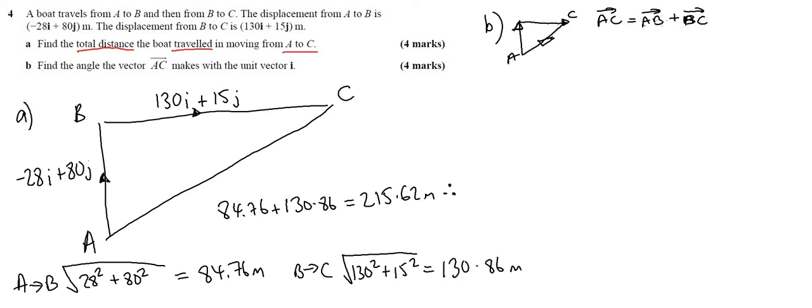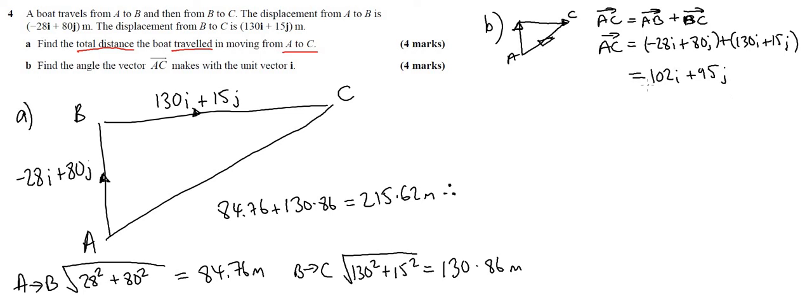Remember this from GCSE. You have to get from A to C. I go from A to B, B to C. When I add them together, that will give me my vector. So AC is equal to minus 28i plus 80j, to that I'm going to add 130i plus 15j. Add the i's together and then add the j's together. So minus 28 plus 130 gives 102i, and 80 plus 15 gives 95j.